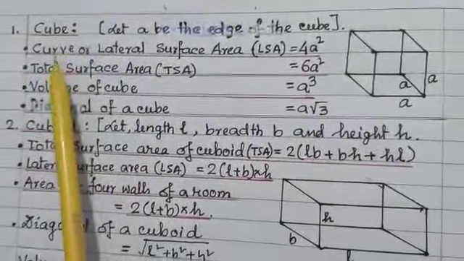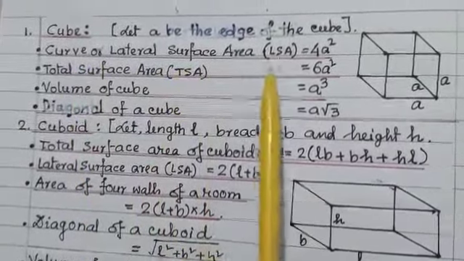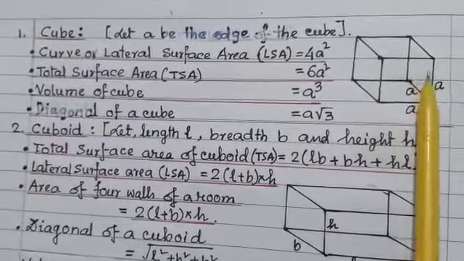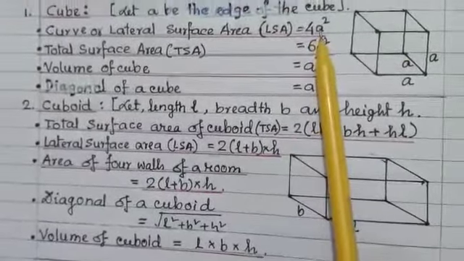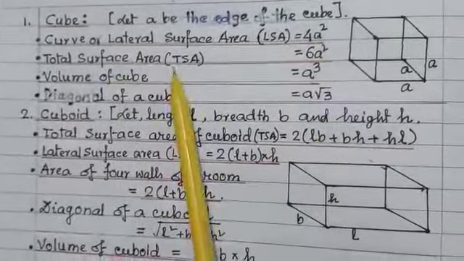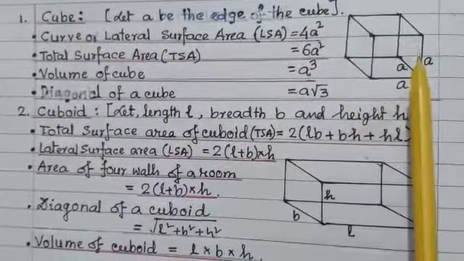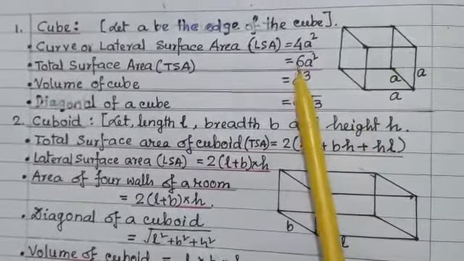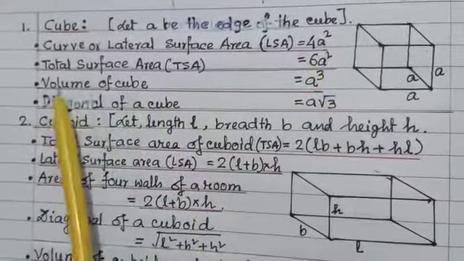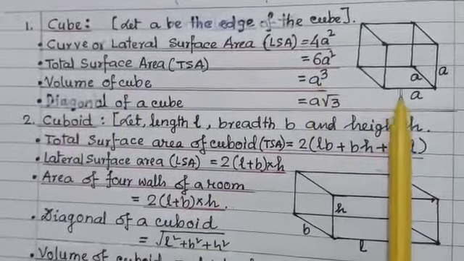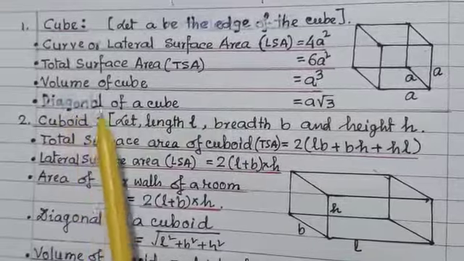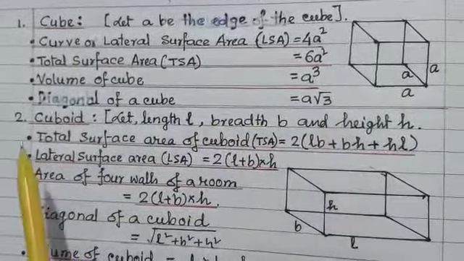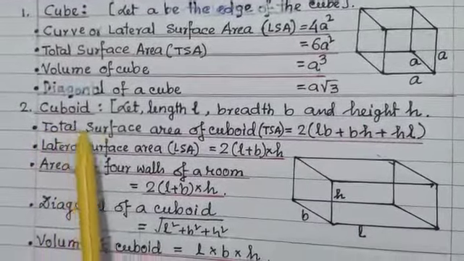Check the curved surface or lateral surface area of the cube. That is the curved surface area, meaning all four sides. That is 4a square. Total surface area: there are 6 faces of equal area, so it is 6a square. Volume of the cube is a cube, meaning side cubed, and the diagonal of the cube is root 3 a. Okay.